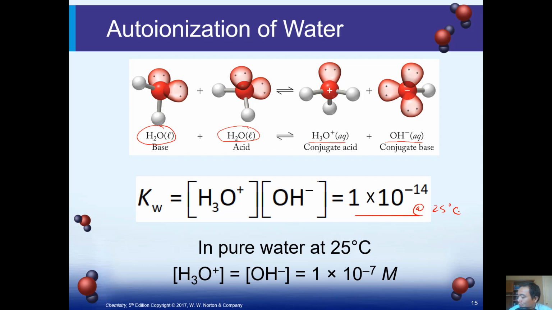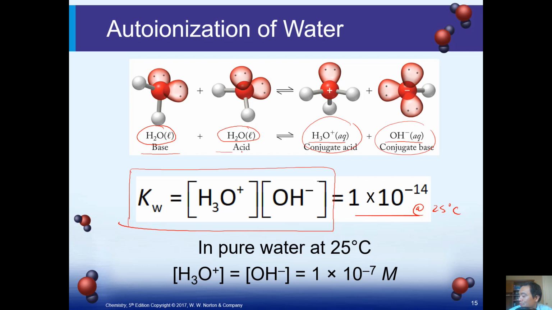Do remember the first portion of this equation is always valid because by definition the equilibrium constant is the product over the reactants, which you don't write because they are pure liquid. But the right side, this number is only correct at 25 degrees C. At different temperature, that number will change. In chapter 14, we emphasized the equilibrium constant will change with temperature.